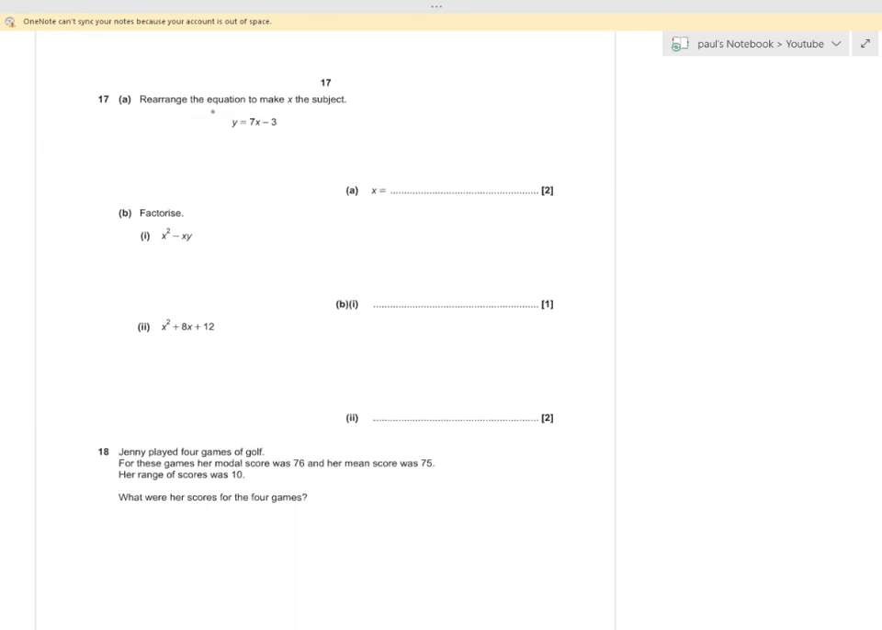Right, to more algebra. Rearrange the equation to make x the subject. So we'll add 3, which gives us y plus 3 equals 7x. Then we divide by 7, which gives us y plus 3 over 7.